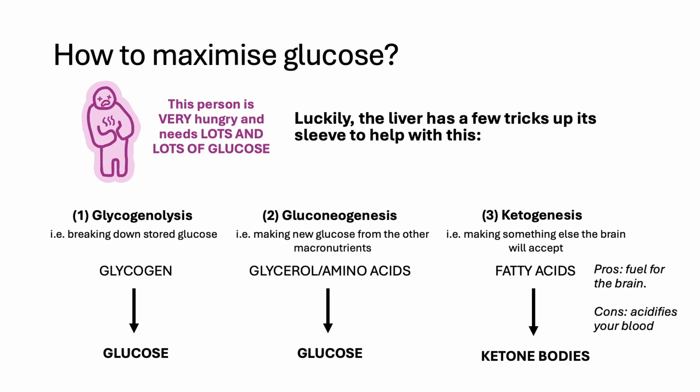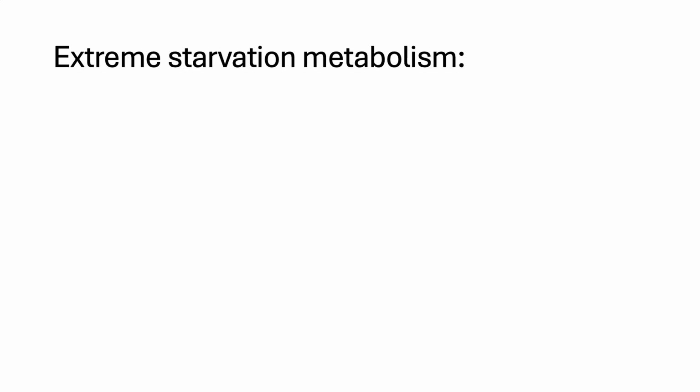The pro of this is that you make fuel for your brain, but the con is that ketone bodies are acidic, and so it can really acidify your blood, and that can make you really, really ill. So that's extreme starvation metabolism. So let me summarize again those three processes.